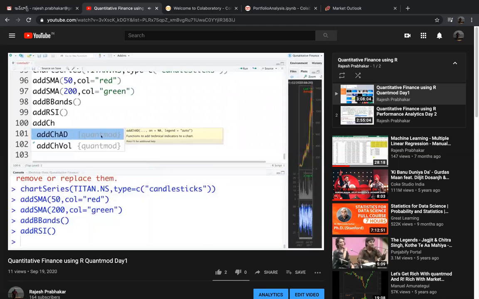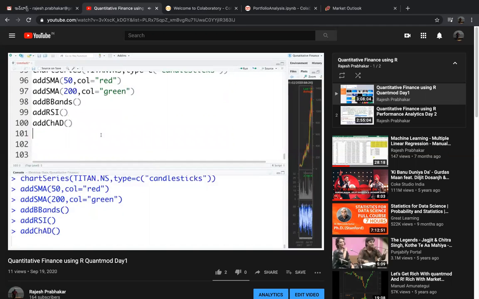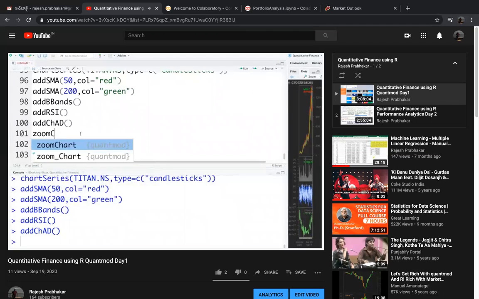You have any idea about R, sir? No, sir. I'm not used to any programming. R coding is also very simple. R is also just a function. See, add Bollinger Bands, add RSI, add chart. It will add them, and then you can see the chart very easily. Compared to Python, if you want to use R, it's very easy.